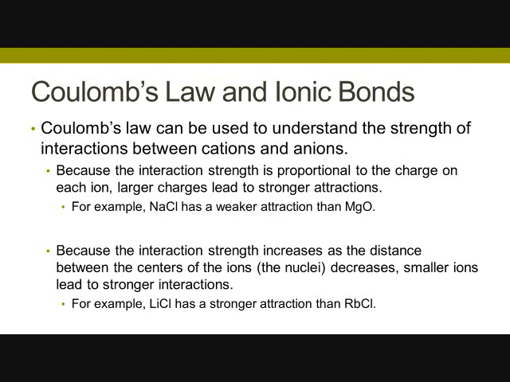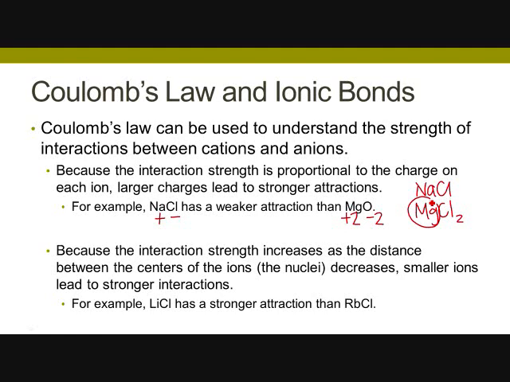Because the interaction strength is proportional to the charge on each ion, the larger charges lead to stronger attraction. So that means sodium chloride has a weaker attraction than magnesium oxide. That's because sodium has a +1, chloride has a -1, magnesium has a +2, and oxygen has a -2. So the higher the charge, the stronger the attraction, because more electrons are being transferred in that bond. This would also work if you did sodium chloride versus magnesium chloride, because the magnesium has a +2 charge, that is going to have a stronger attraction.